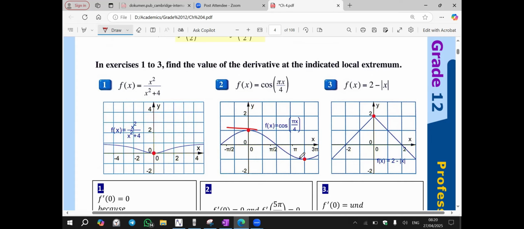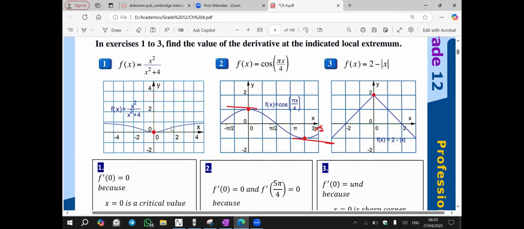Next, this is not 2 pi. That's between pi and 3 pi over 2. The value of f prime there is 0. And here, f prime of 0 is 0 because it's not a sharp corner.